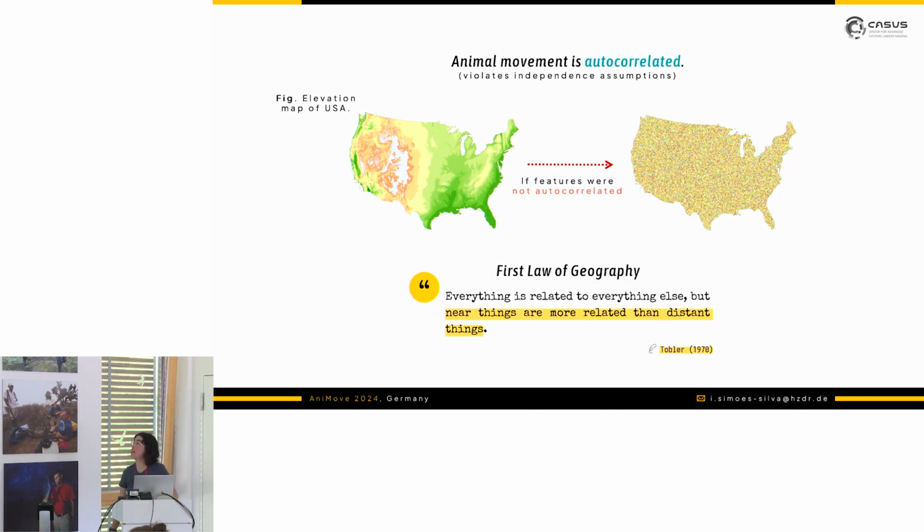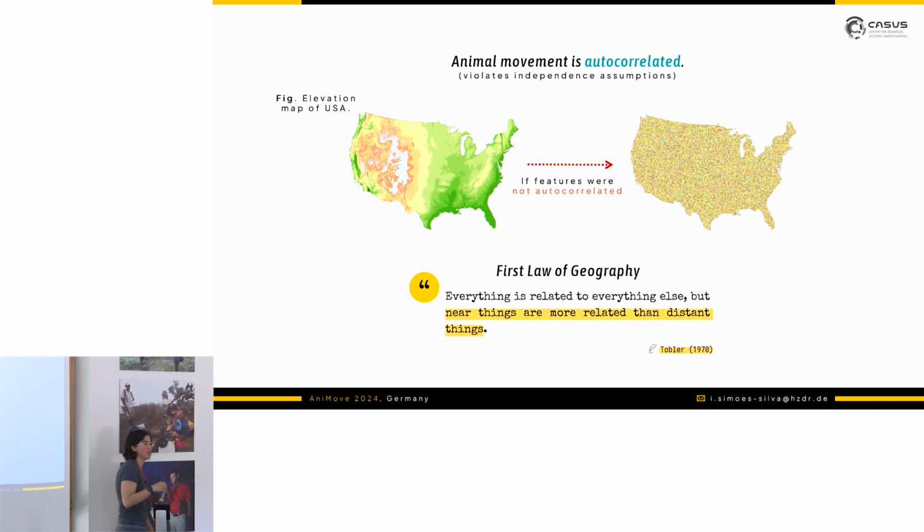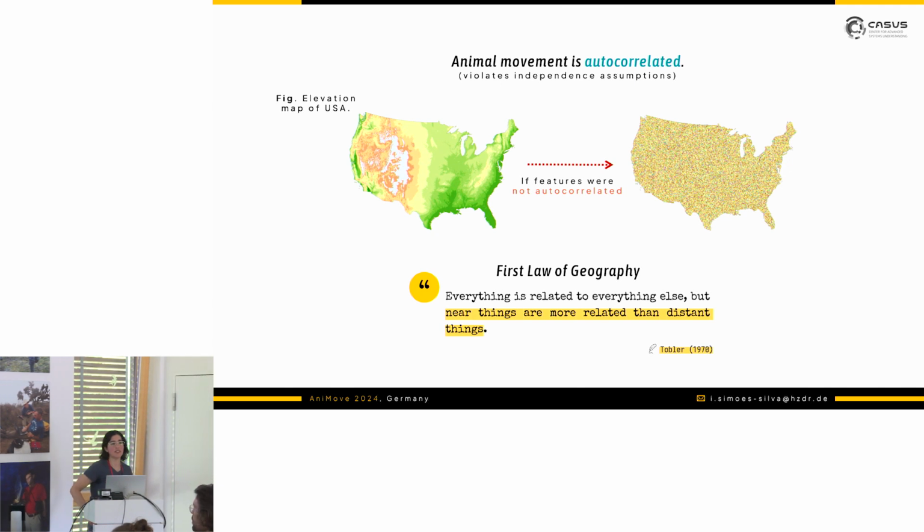And as we've seen, animal movement is autocorrelated, and this is informative. This is information that we want to stay in the data because it tells us something. If you look at this elevation map of the US, if the features were not autocorrelated, it would basically be like this, and this has absolutely no meaning. So autocorrelation is important.